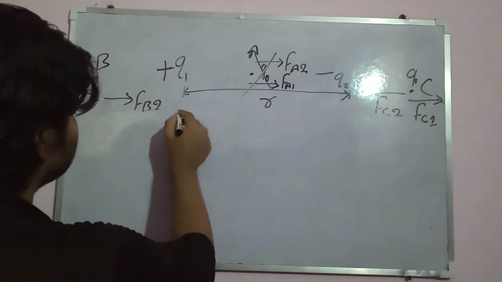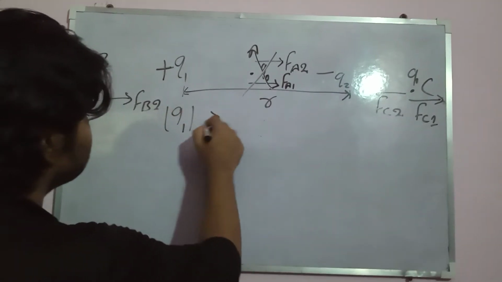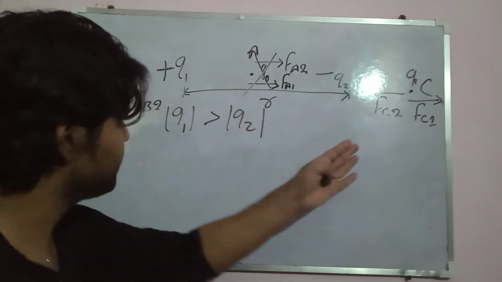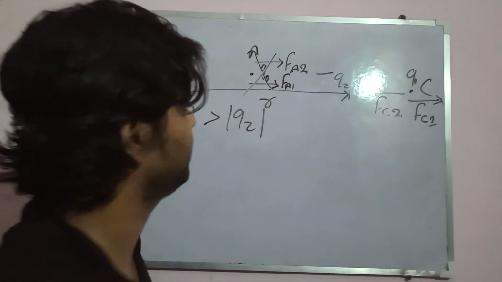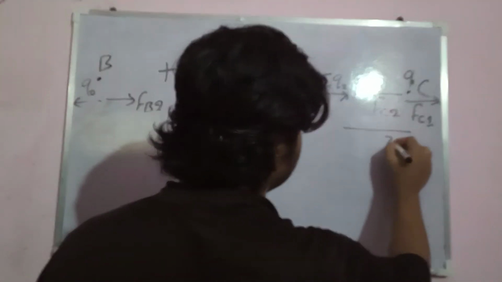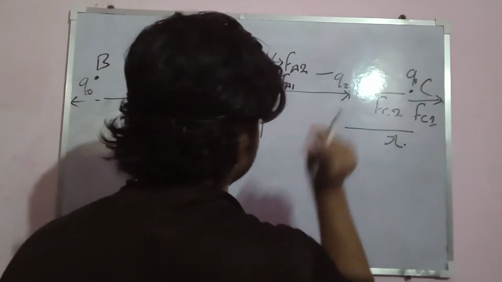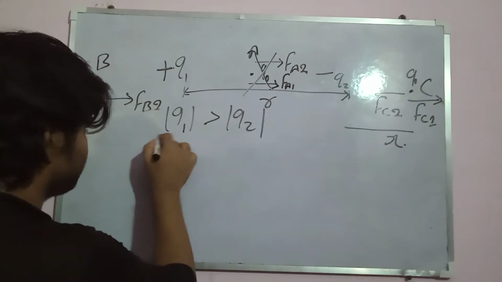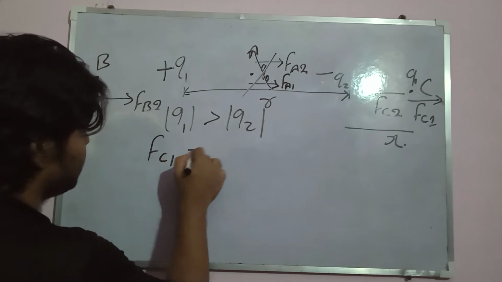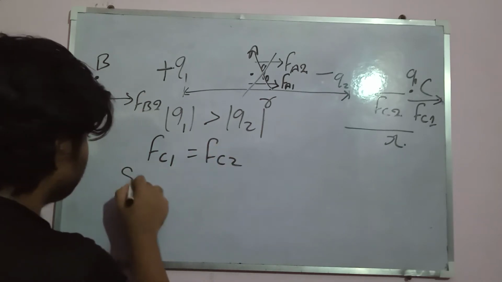Suppose Q1 is greater than Q2. In that case, our point C will be the equilibrium point. So this distance is x and this distance is r. So force Fc1 is equal to Fc2.